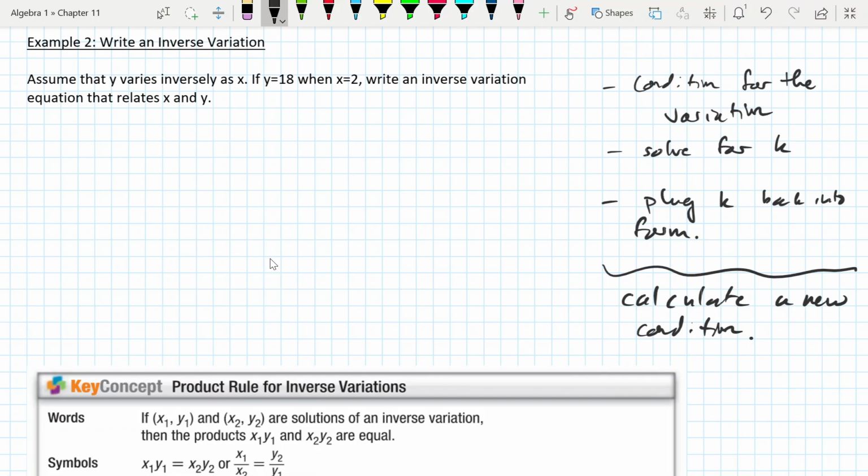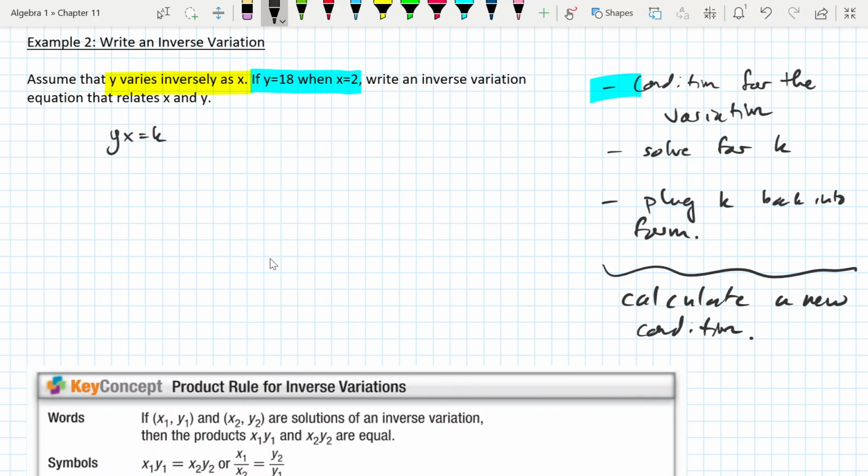Assume that y varies inversely as x. So when you see that phrase, and yes, as is the correct word there, that immediately should tell you yx equals k. That's what you're going to be using. It then gives you a condition. That's the blue part here. Y equals 18 when x equals 2. So it's telling you at one point in the relationship when it is an inverse variation.